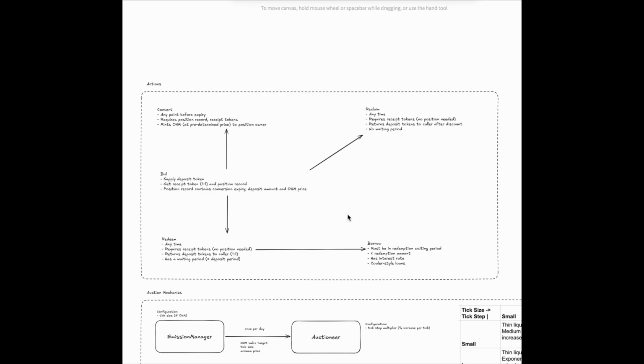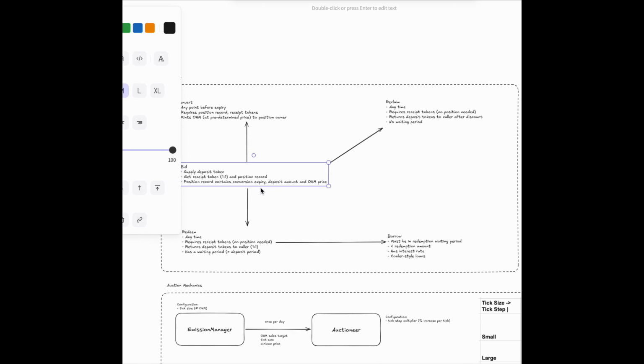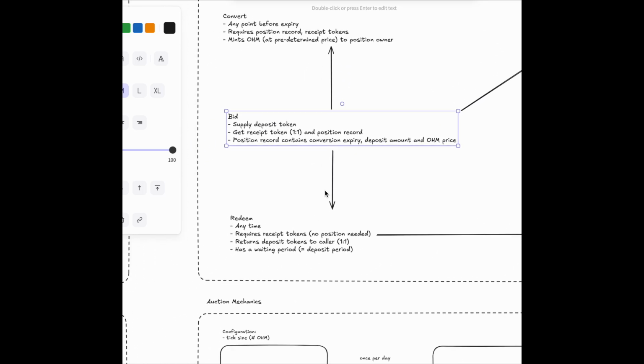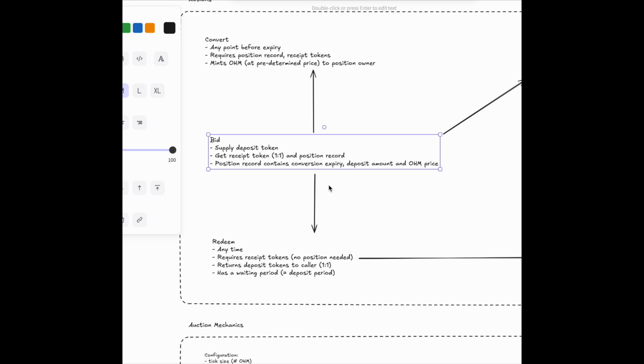So the starting point for the entire CD convertible deposit system is, you bid. So you're supplying a deposit token. We're starting off with USDS. Let me just zoom in on this. When you supply that deposit token, you're actually engaging in an auction, which is infinite capacity. So there is a target that's set, but as long as someone is prepared to pay for it, they can engage in that auction.